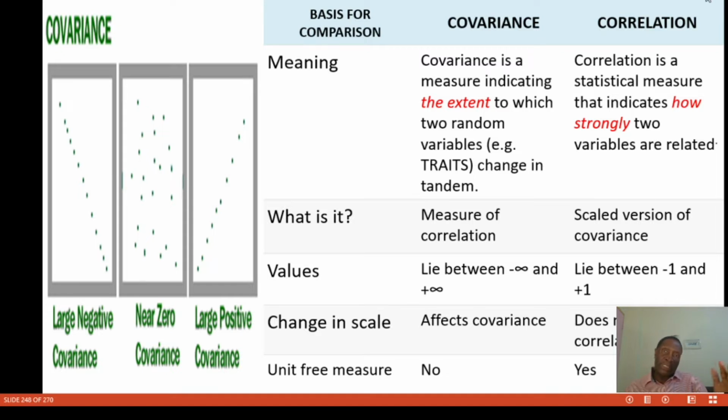On the left here, I have put the basis of comparison between covariance and correlation, and they are self-explainable. But to emphasize, covariance indicates the extent to which two random variables or two traits change in tandem. Correlation is simply how strongly two variables are related. So with covariance, it is the extent to which two traits change in tandem, in connection with each other, whereas in correlation, it is the strength between two traits.